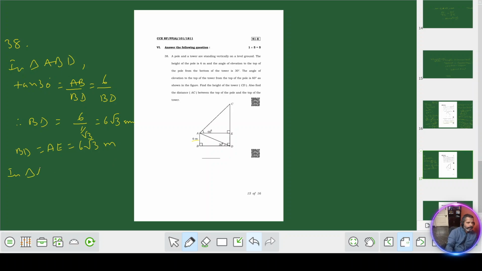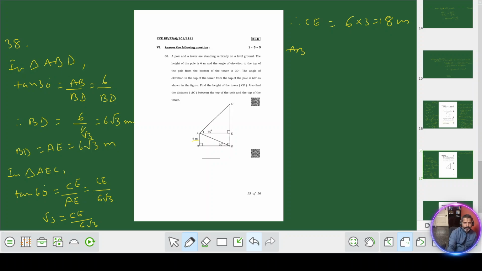Now consider triangle AEC. If we take tan 60, we can calculate CE here. Tan 60 is equal to CE by AE. CE we don't know, so we write it as it is. AE we just found, 6 root 3. We know tan 60 is root 3. Therefore, root 3 is equal to CE by 6 root 3. Therefore, we calculate CE is equal to 6 into 3, that is 18 meter.